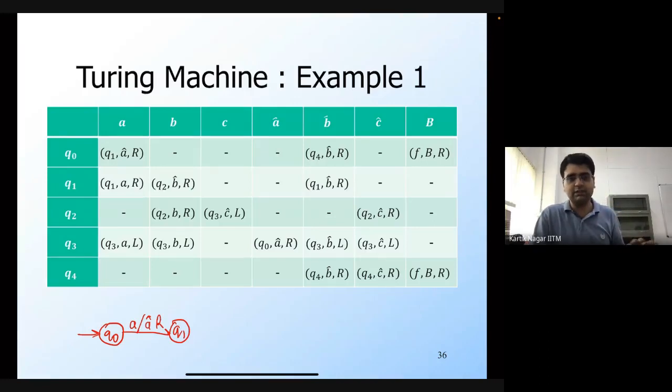So this makes sense, because remember that the string should be of the form A star, B star, and C star, if you express it in the form of a regular language. So if you see a B, or if you see a C, then the string is not in the correct format, and that's why you have to reject it.